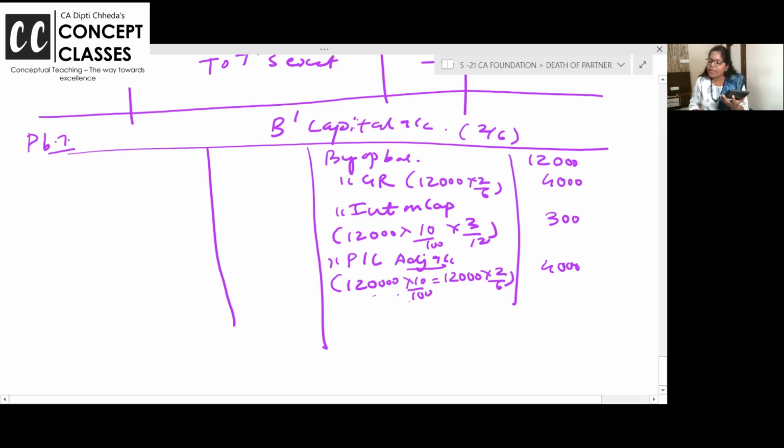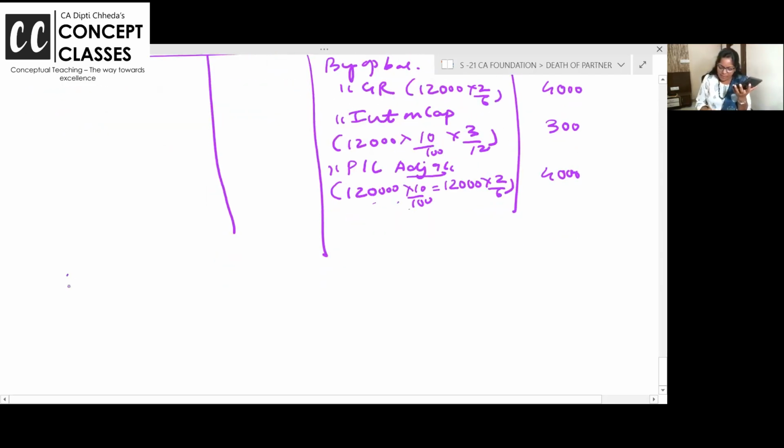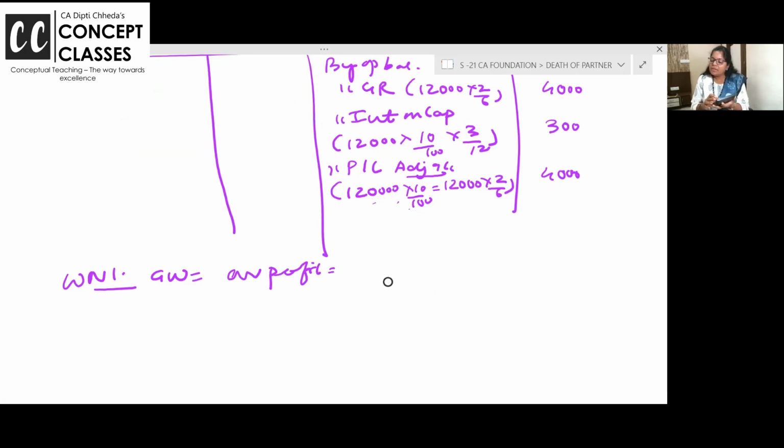Next, goodwill. So for goodwill we will make working note 1. Goodwill, first you have to take average profit. How many years average profit you will take? Last 3 years. 8,200 plus 9,000 plus 9,800. 27,000 by 3, 9,000. 9,000 is the average profit.